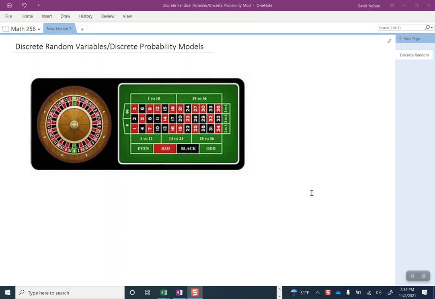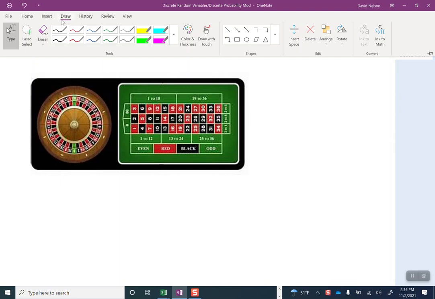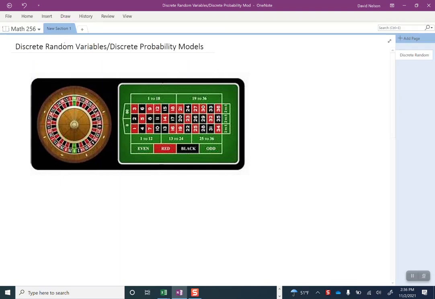Okay, in chapter 12, we learned about discrete random variables and discrete probability models. And we are going to look a little bit more about that and do a little bit of analysis with it. I realize this section had gotten left out of the textbook with its most recent edition. And you have an assignment that it would be very helpful to be familiar with that. So let's start with an example of roulette.